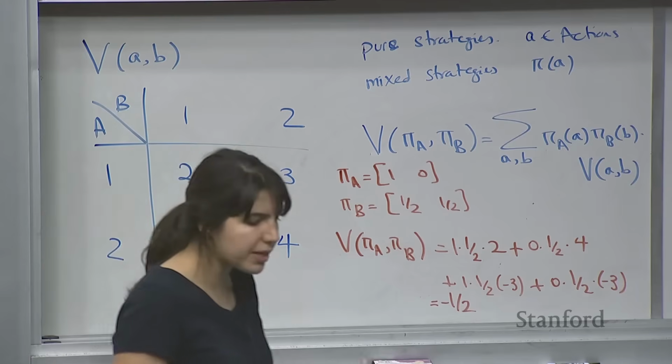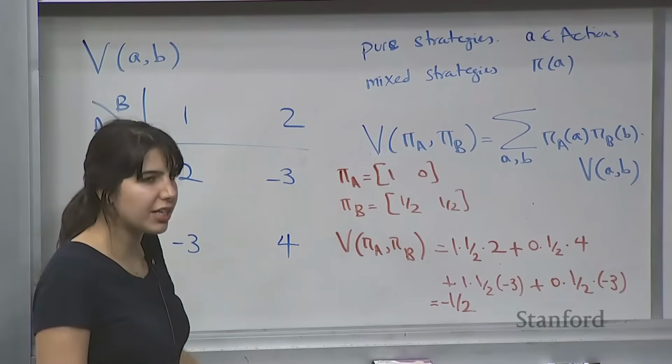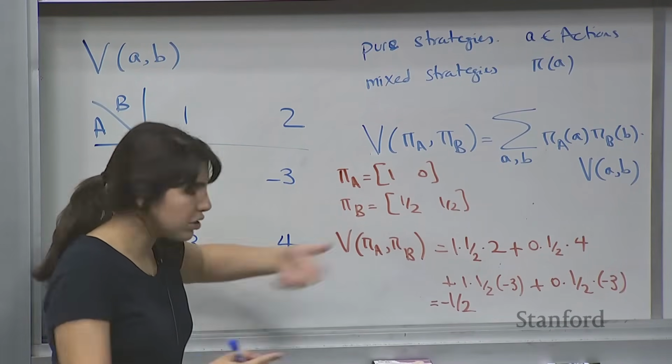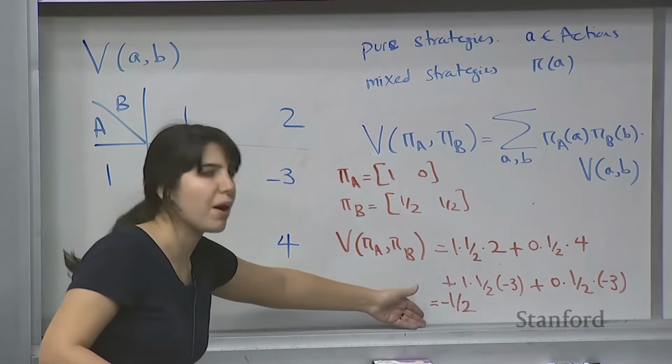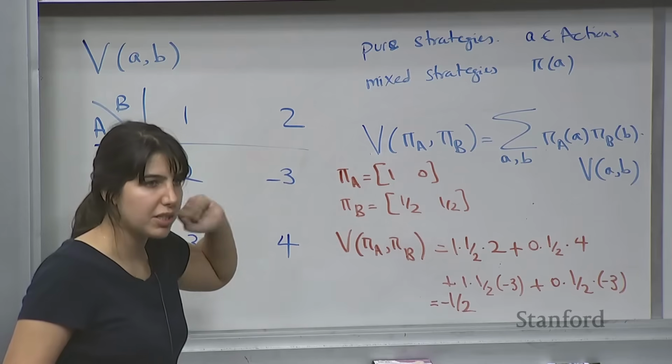And again, this is from the perspective of agent A, and it kind of makes sense, right? If agent A tells you I'm going to always show you 1, then probably agent B is following this mixed strategy. Agent A is probably losing, and agent A is losing minus 1/2 based on this strategy.